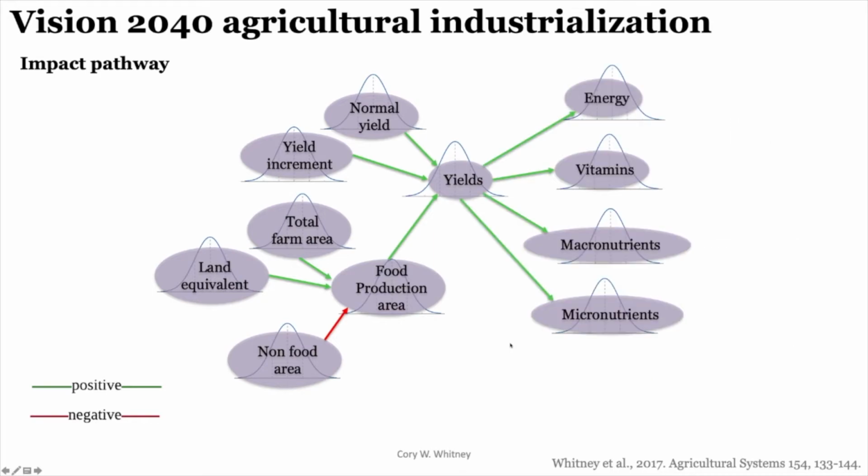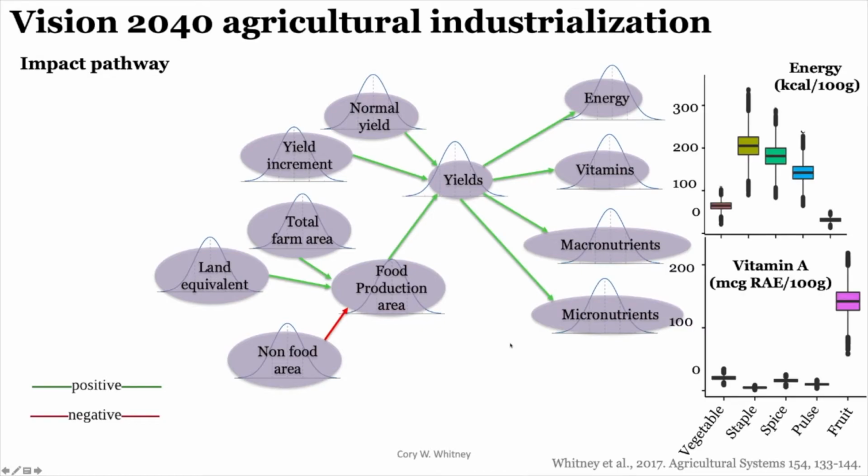And in terms of nutrient contents of the foods that are coming out of these yields, we also generated this Monte Carlo model generated distributions for these, and we can see the nutrient contents of these various types of crops: vegetables, staples, spice, pulses, and fruits. And you can see fruits have quite a bit of vitamin A, whereas staples and spices tend to have quite a bit more energy than the other products.